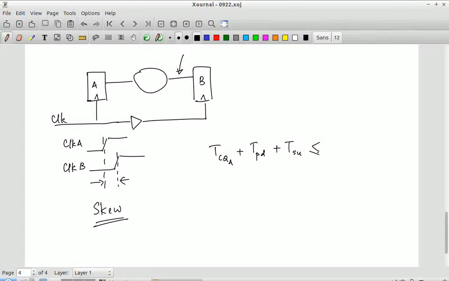This plus the setup time must be less than the time when the next clock edge arrives at B. Okay? When does the next clock edge arrive? At T plus the skew. That is, this is the clock period plus the skew between the two flip-flops. So this is the way that you write the analysis when you have skew between the two flip-flops.